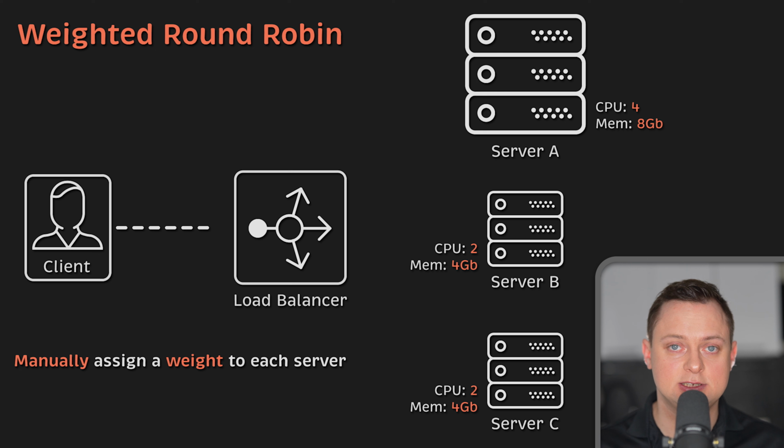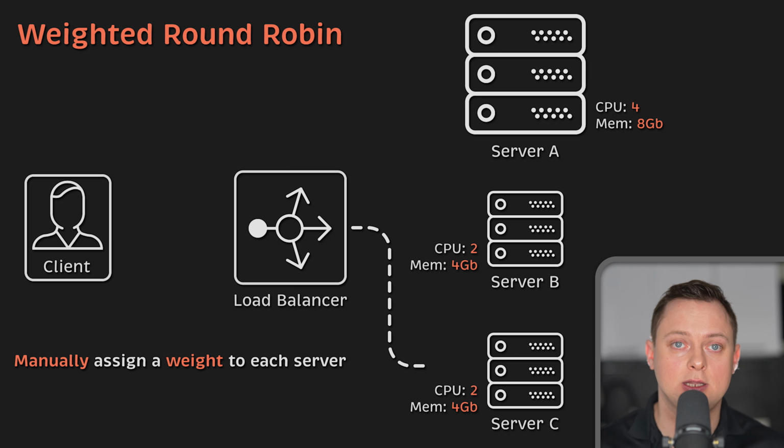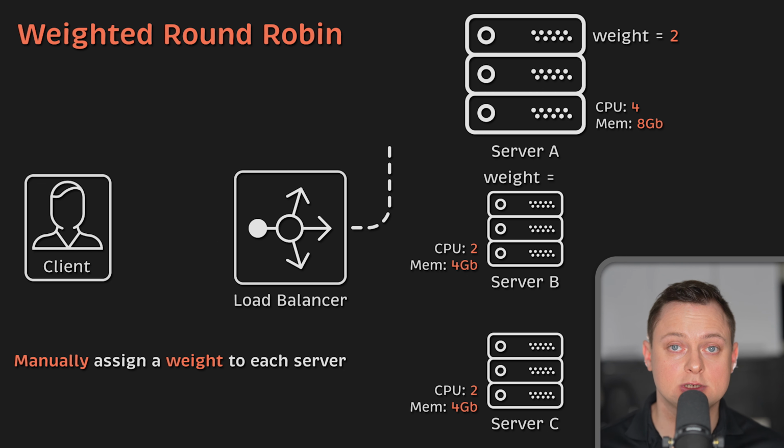Now, since it's still a static algorithm and the load balancer cannot reach out to the servers to ask about resources, we would need to manually assign a weight to each server. The server with a higher weight will get more requests. It's as simple as that.